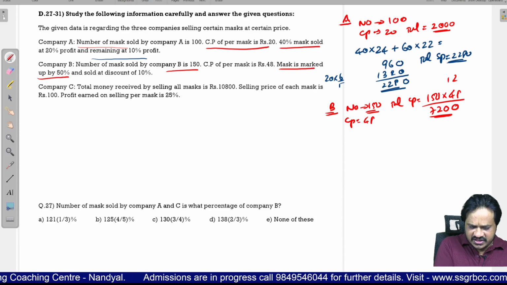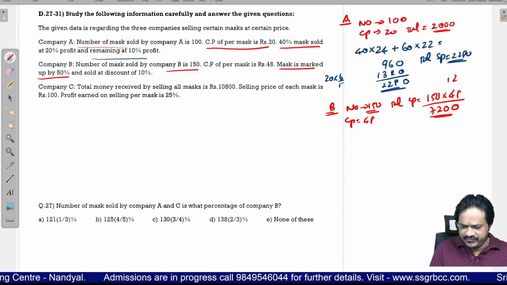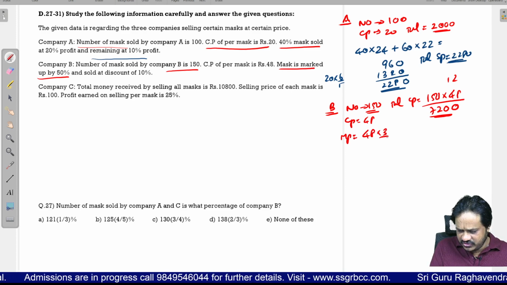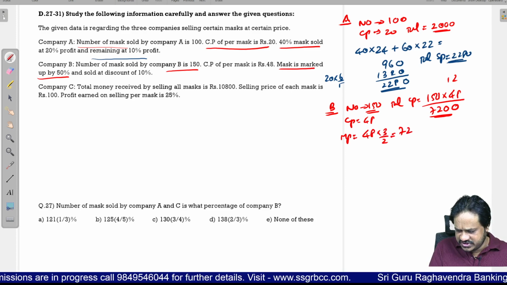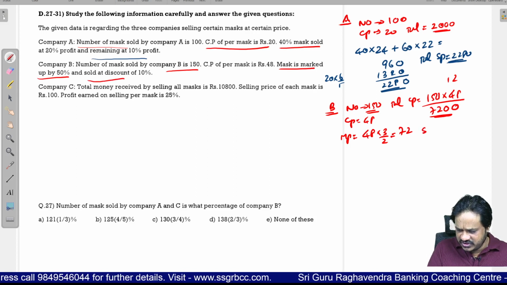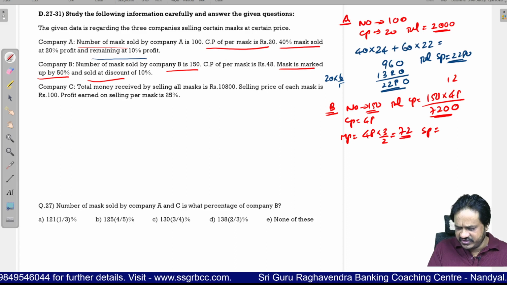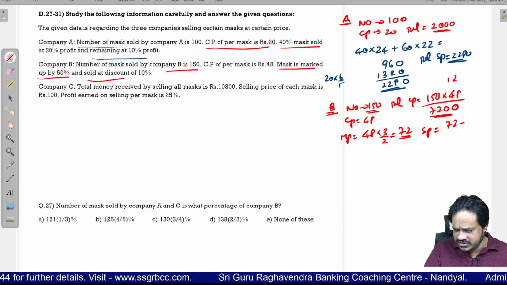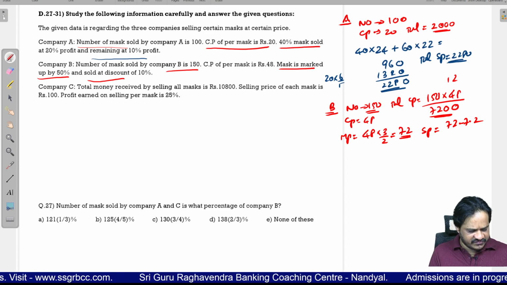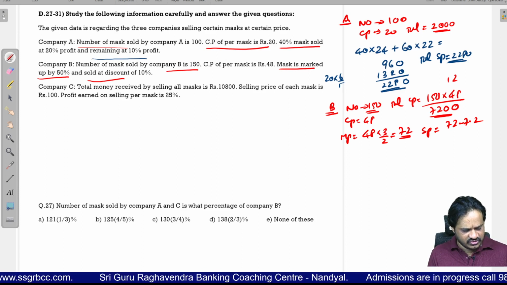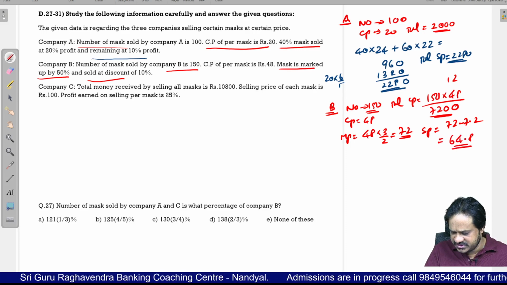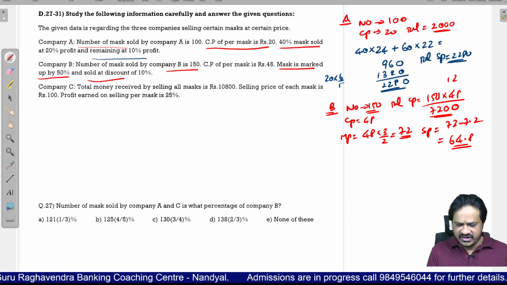Mask is marked up 50% above. So, 50% above means what is the mark price? 48 into 3 by 2, that will give 72, and sold at a discount of 10%. So, if it is sold at discount of 10%, in 72 10% is 7.2. So, 72 minus 7.2. What is the difference of 72 and 7.2? That is nothing but 64.8. This is the selling price for B.